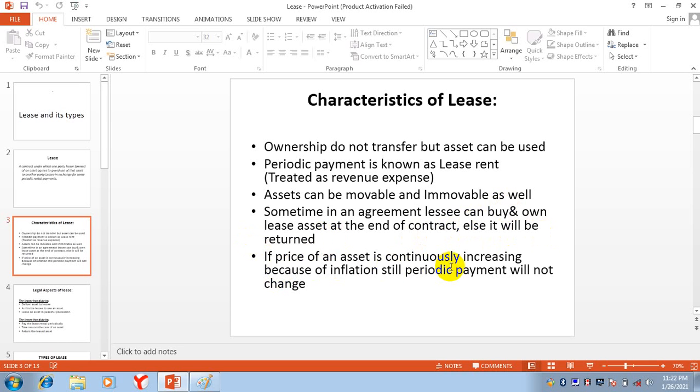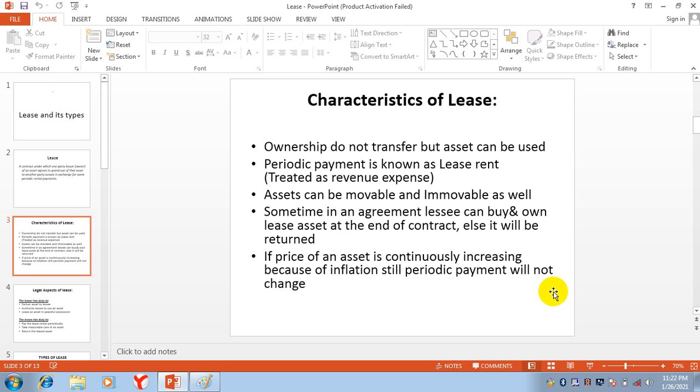If the price of an asset is continuously increasing because of inflation, still the periodic payment will not change. This is another difference between rent and lease. If prices are increasing in the market because of inflation, still lease payments will not increase. But in rent, there is a possibility that the owner comes to you and says that after this month I will increase the rent by 2000 or by 3000. So he can increase the rent at any time. But in case of lease, there is no possibility of this.